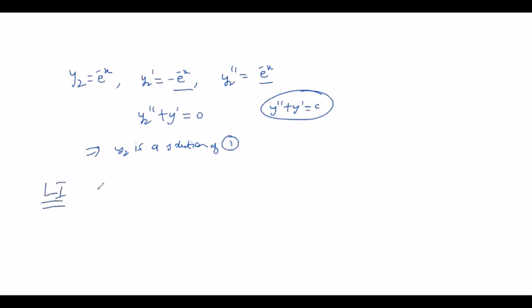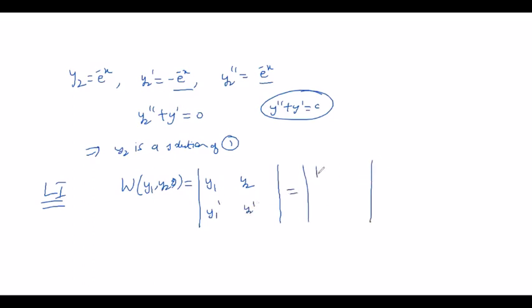Now we need to check their linear independence, right? How to check? You compute the Wronskian of y1 and y2. What was the formula of the Wronskian? It is the determinant of a 2 by 2 matrix because you have two functions. The first row is the functions themselves and the second row is their first order derivatives. So y1 is 1, y2 is e raised to power minus x. y1's first order derivative is 0, which you have already computed. y2 dash is minus e raised to power minus x. So you compute the value of this determinant. What does it turn out to be? Minus e raised to power minus x.